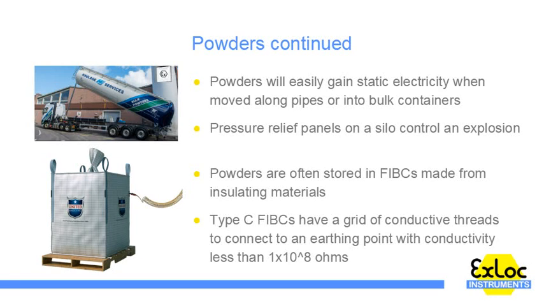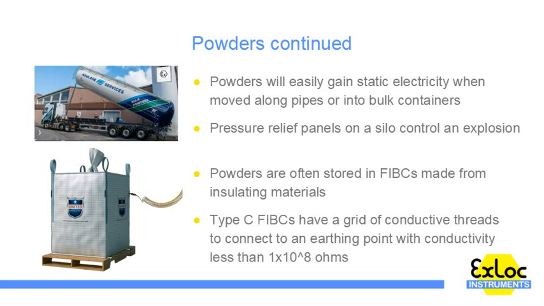Type C FIBCs contain interconnected conductive threads or filaments forming a grid within the fabric that connects to an earthing point. Conductivity through the bag structure to the earthing point should be less than 1 times 10 to the power of 8 ohms. Although this maximum figure is higher than the 10 to the 6 ohms stated elsewhere, it has been calculated to safely prevent charge buildup on the Type C FIBC during filling and emptying operations.